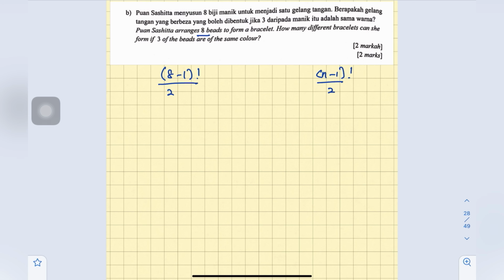Okay, but 3 of the beads are of the same color. So kena divide by the number of beads that are the same color factorial. So times the number of beads of the same color, 3 factorial. Okay, so this one is 7 factorial over 12 equals 420 ways.